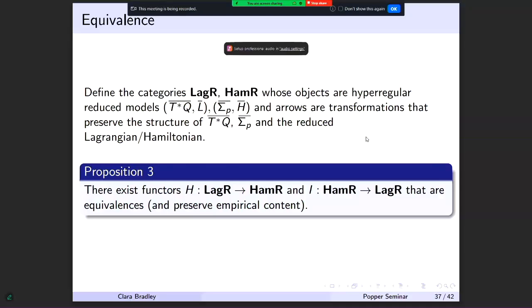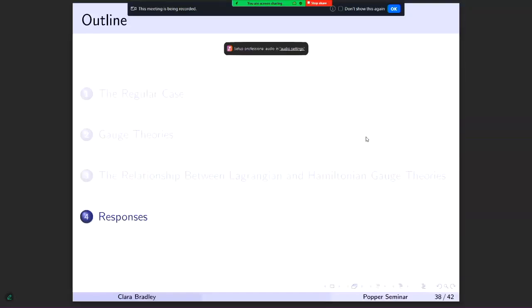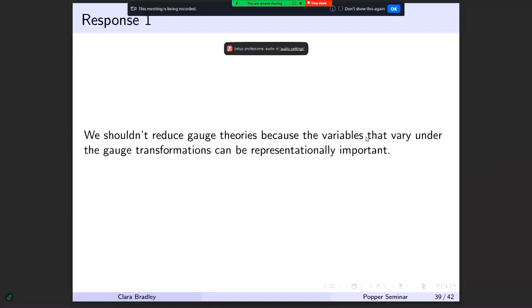Okay. So let me just end with some responses that one might give to this kind of argument. So the obvious response is to say there's something wrong with moving to the reduced theory. And in particular, there are good arguments in the philosophy of physics literature that the variables that vary under these gauge transformations can actually be very important, despite the fact they lead to this kind of non-uniqueness. So this is true in the context of the problem of time. Moving to the reduced space turns out to be extremely messy.